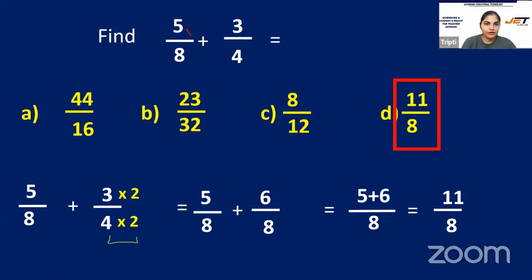It's like this. 5 times 4 and 8 times 4. 3 times 8 and 4 times 8. 5 times 4 is 20. 8 times 4 is 32 plus 24, 44 by 32. Okay, so both ways are correct.